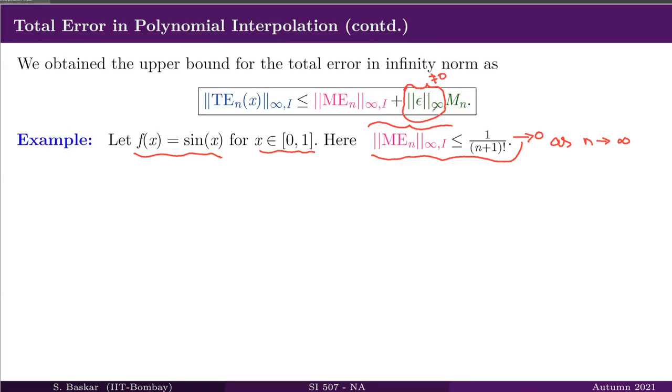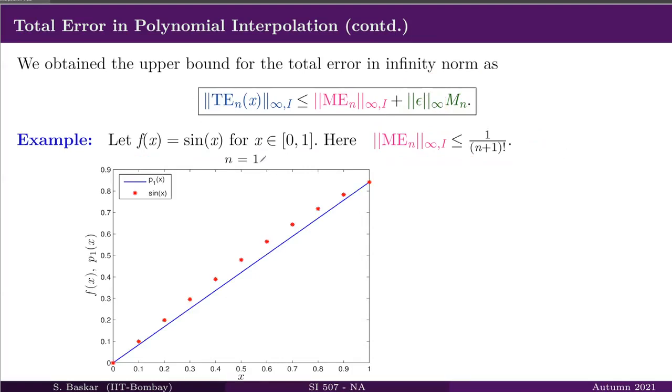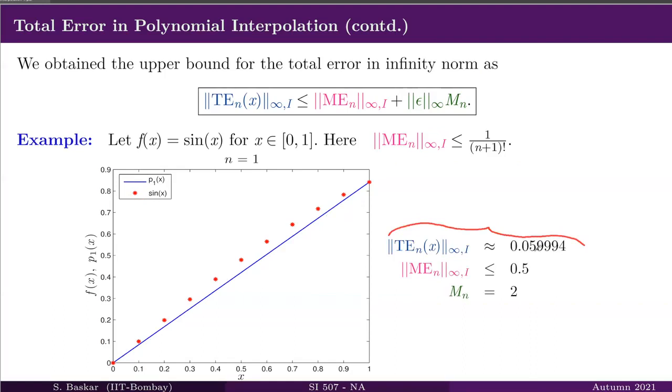Let us see in this case what happens when we keep on increasing n. Let us start our experiment with n is equal to 1. Now I'm representing the graph of sin x by star and the graph of the polynomial interpolation by the solid blue line in order to have a better visual effect. In this case, the total error is approximately 0.06 and the mathematical error is something less than or equal to 0.5, right? And this Mn in this case is 2.